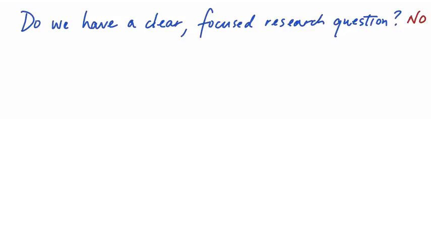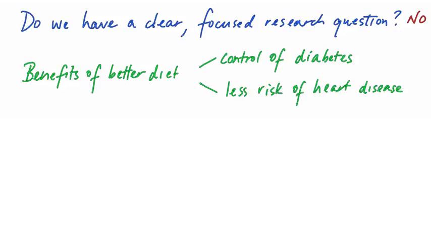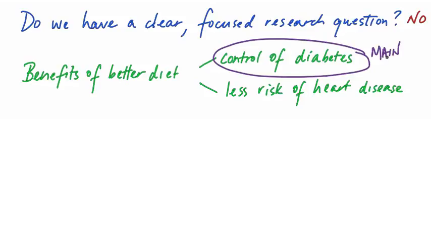There are 2 main ways in which we hope that improved diet will benefit people with type 2 diabetes. The first is better control of their diabetes, and the second is lower risk factors for heart disease. For the CCD study, the first of these, control of diabetes, was identified as the primary outcome or the main purpose of the study. Naturally, there is more than one way this could be measured, and the investigators chose HbA1c.